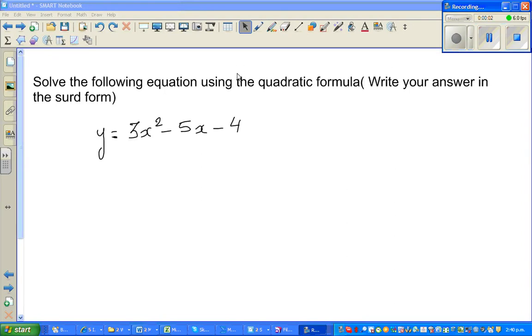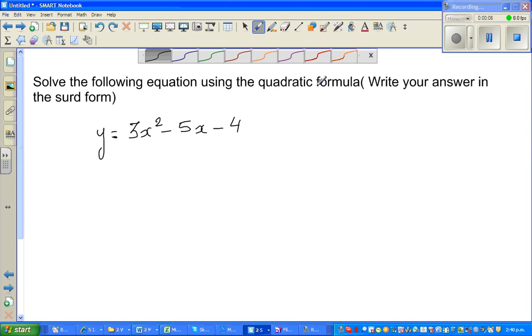In this video, I'm going to show you how to use the quadratic formula to solve a quadratic equation, obviously. So this is an equation, and you want to write your answer in the third form. Okay, I'll explain the third form when it comes. So here the question is y is equal to 3x squared minus 5x minus 4.